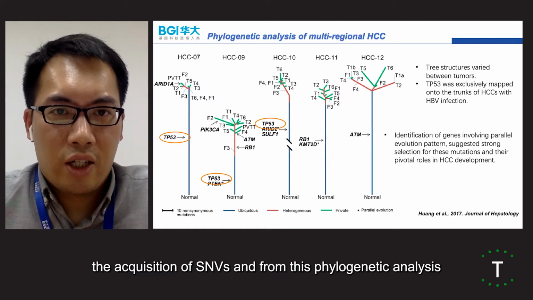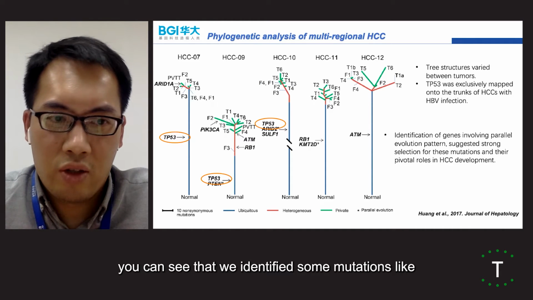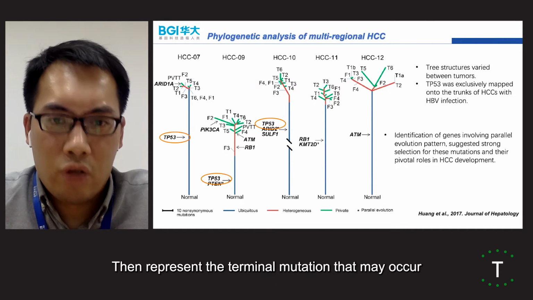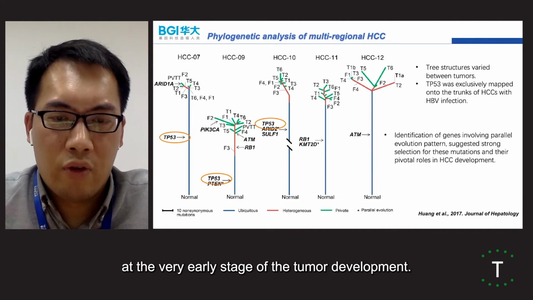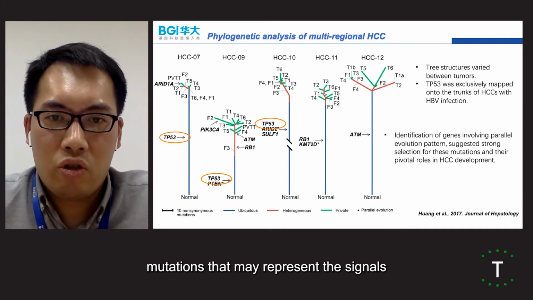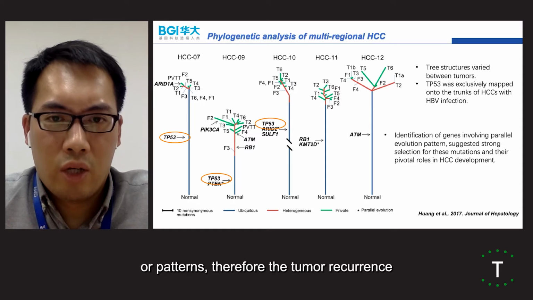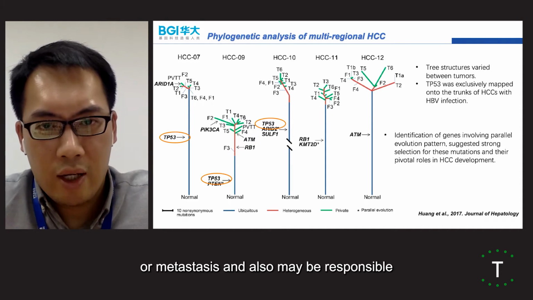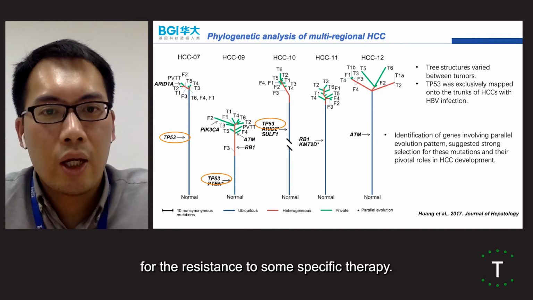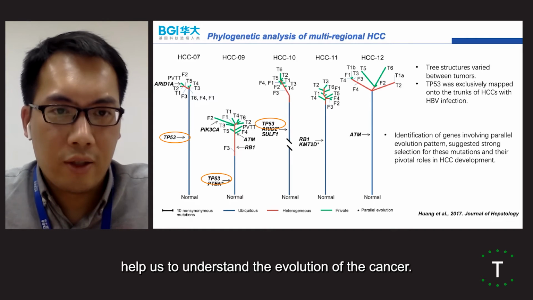So we can say that CNVs might share a similar development process with the acquisition of SNVs. From this phylogenetic analysis of the multi-region liver cancers, we identify some clonal mutations, like TP53 and PTEN, that may occur at a very early stage of tumor development. But we can also identify some subclonal mutations that may represent signals for tumor recurrence or metastasis, and may be responsible for resistance to specific therapies. That may help us understand the evolution of the cancer.